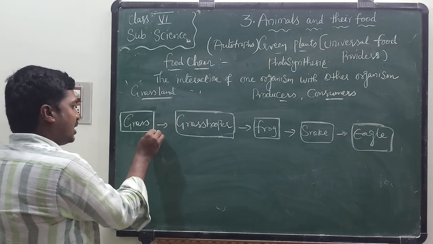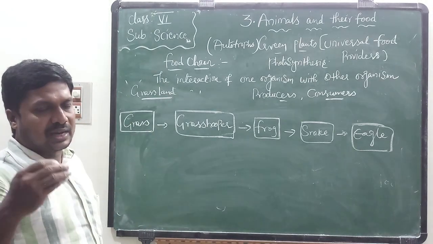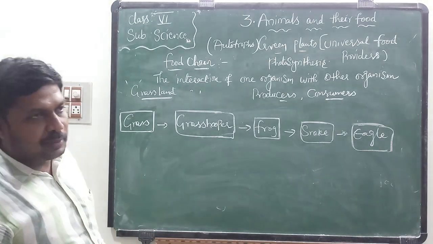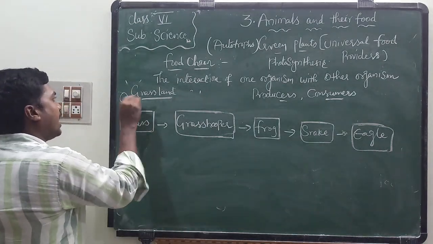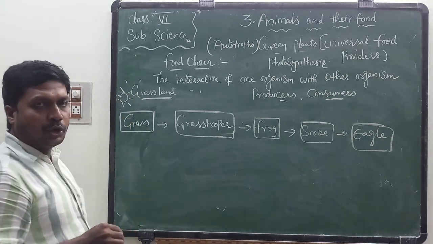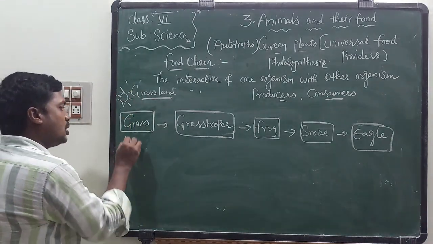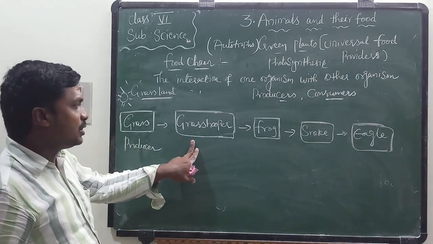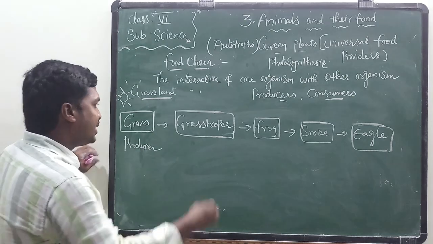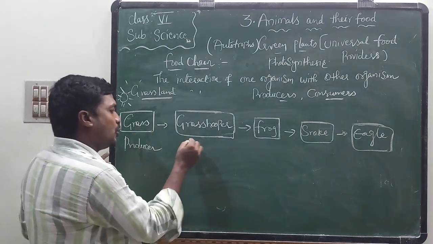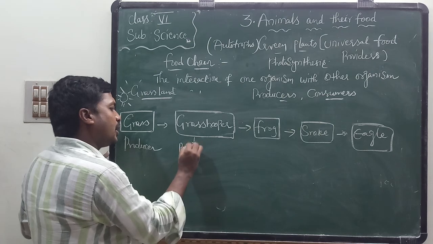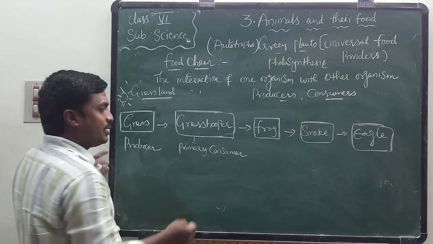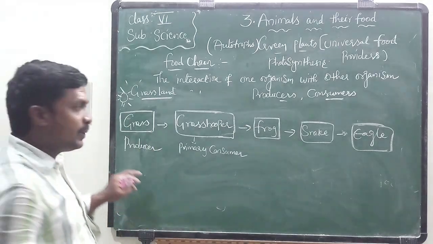Here, if you observe the first level in the food chain, it contains all types of plants or grass. Why? Because they are producers. Here grass traps solar energy to prepare its food in the process of photosynthesis. So grass is the producer. If you observe the second level, grasshopper, in Telugu it is called Gollabama. It is an insect which depends on grass for food. So this is the primary consumer. Primary means the first organism which depends on the producer is known as primary consumer.